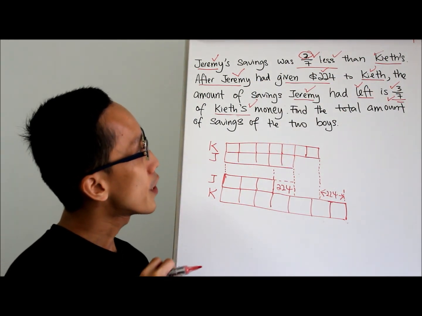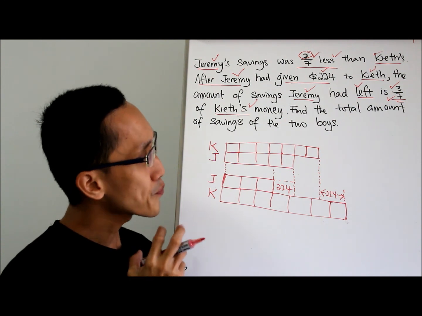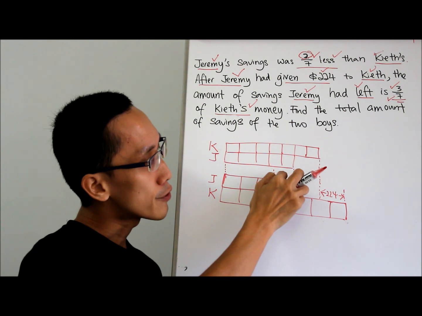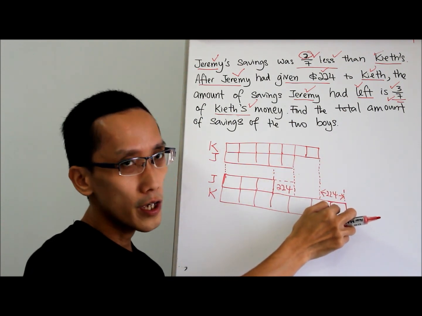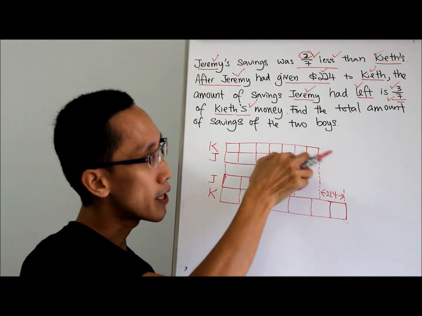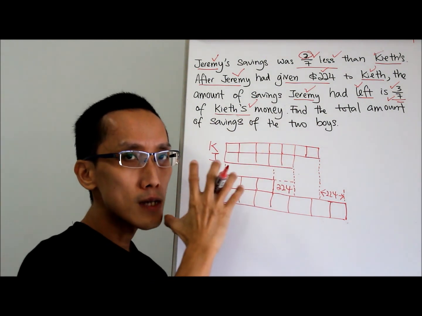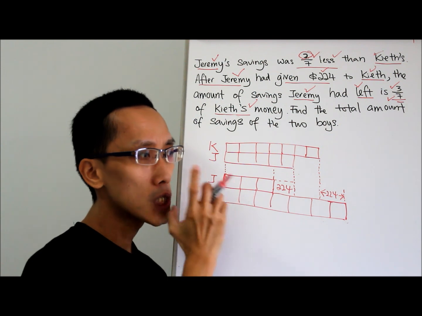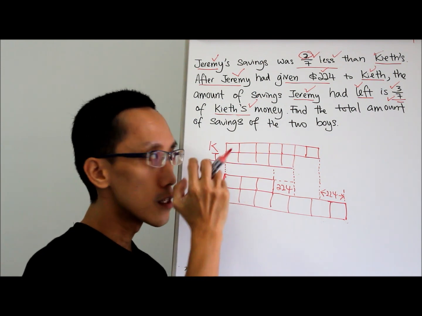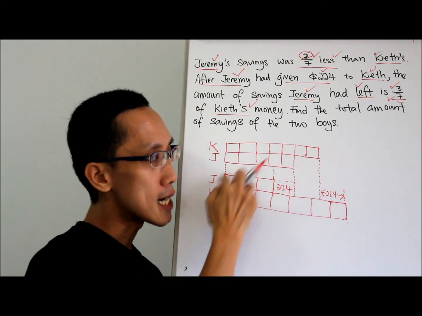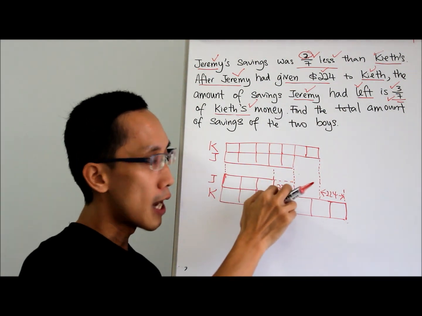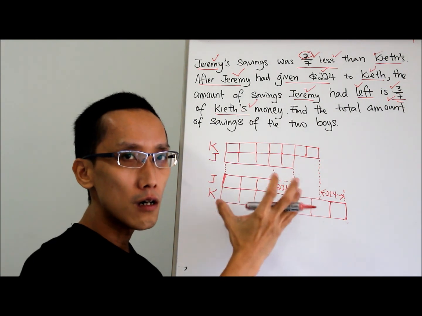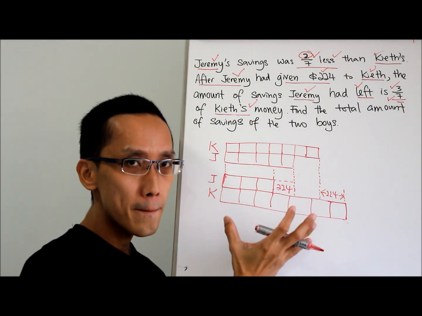So what they want is to find the total amount, okay? So there's something very important. You can see that Jeremy has given to Keith, okay? And Keith reverses back to become here. And you must see what are the things that are common. So you can see that their totals are the same. I repeat, the totals are the same. Why? Because I give it to you and you give it to me, and therefore the total remains the same.